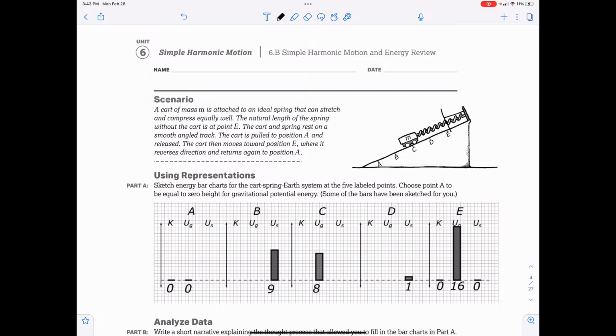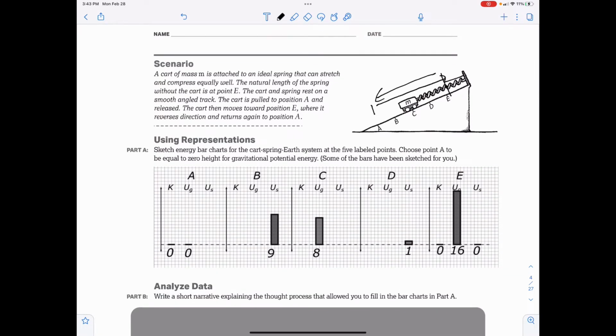The cart and spring rest on a smooth angled track. The cart is pulled to position A and released. The cart then moves towards position E, where it reverses direction again to position A. Okay, so in other words, the cart is pulled all the way down here. It goes all the way to point A, and then all the way to E up at the top, and then back down to A again. One full cycle.